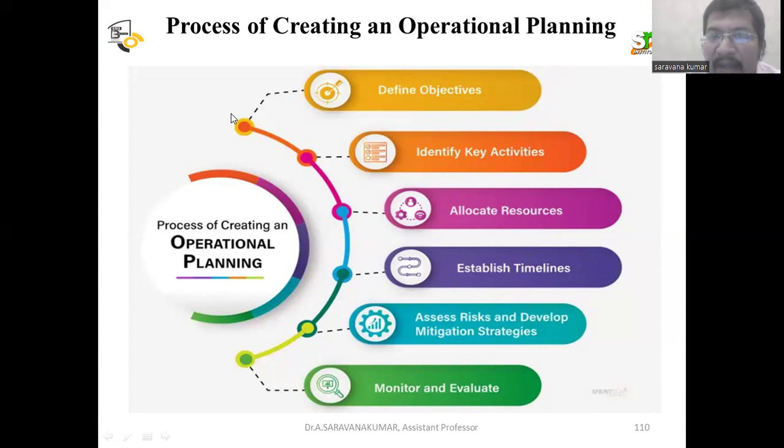And identify the key activities. So what are the activities you are doing to achieve that common objective? Then allocate resources. You are going to allocate the resources to achieve a common goal. And you are going to fix the timeline. If you are going to manufacture any product, you are going to fix the timeline to deliver the product to the customer. Then assess risk and develop mitigation strategies.